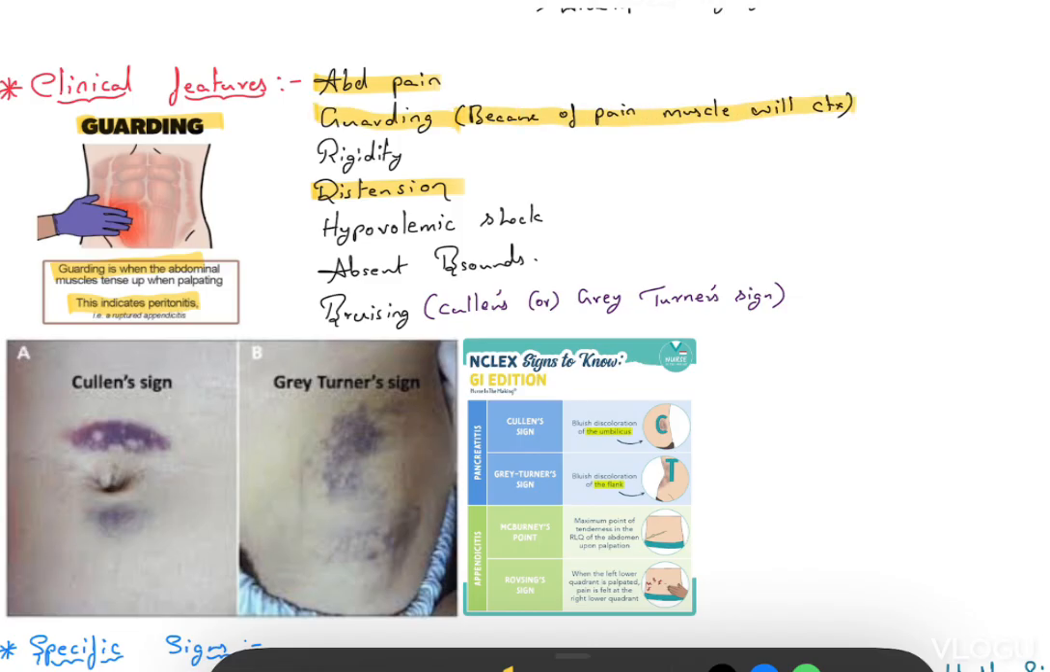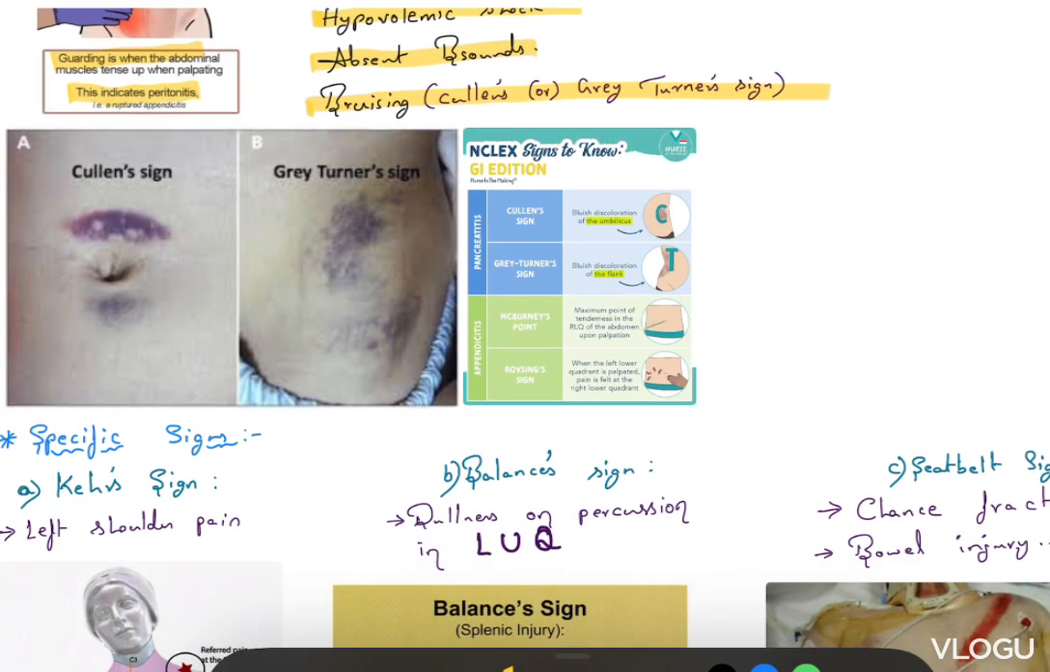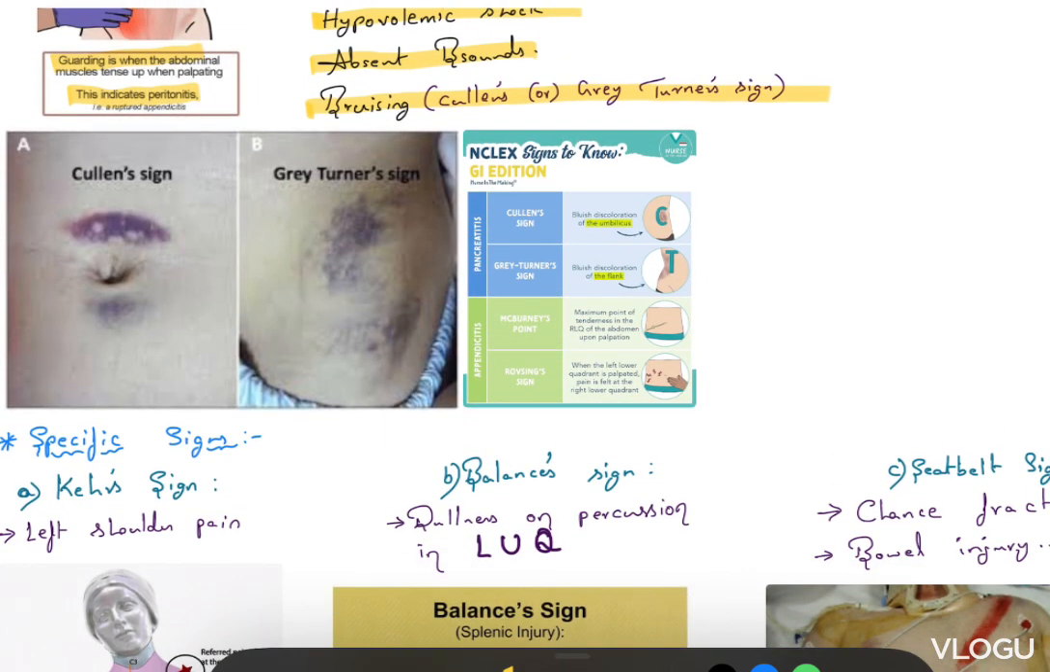But before that, the guarding, it's because of pain, muscle will contract. Next, we can see rigidity. Next, hypovolemic shock and absent bowel sounds. And we can see bruising like Cullen's and Turner's sign. So these are the signs.